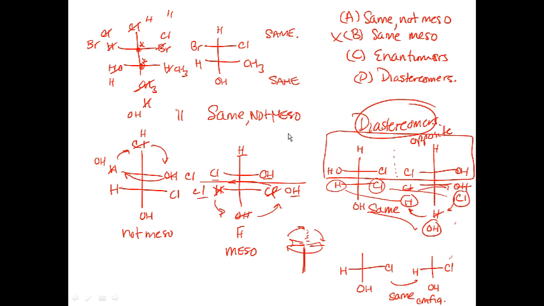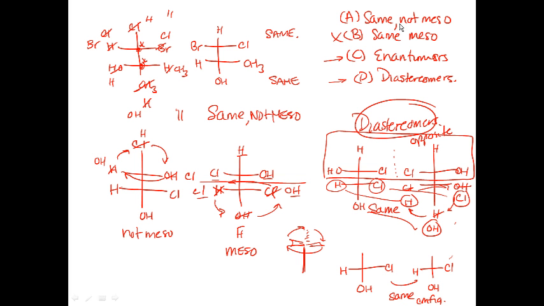So there's a couple of examples of the Fischer projections. We have to compare each carbon to determine whether they have the same or opposite configurations, remembering the definition that in enantiomers, every chiral center would have the opposite configuration, and in a pair of diastereomers, at least one would have the same configuration, and at least one would have opposite configuration.